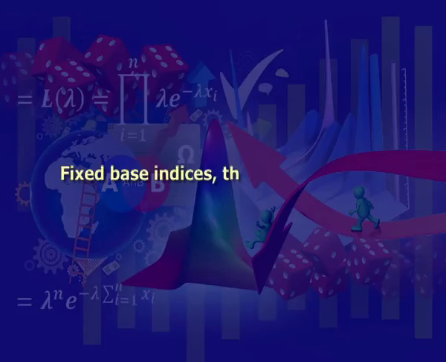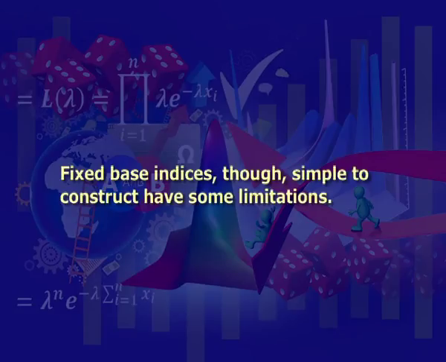Fixed base indices, though simple to construct, have some limitations. The drawback of the fixed base method is that it requires the same set of commodities to be used in both the periods. The relative importance of the various commodities may change due to the changes in the consumption patterns of the society, and as such weights need to be revised.